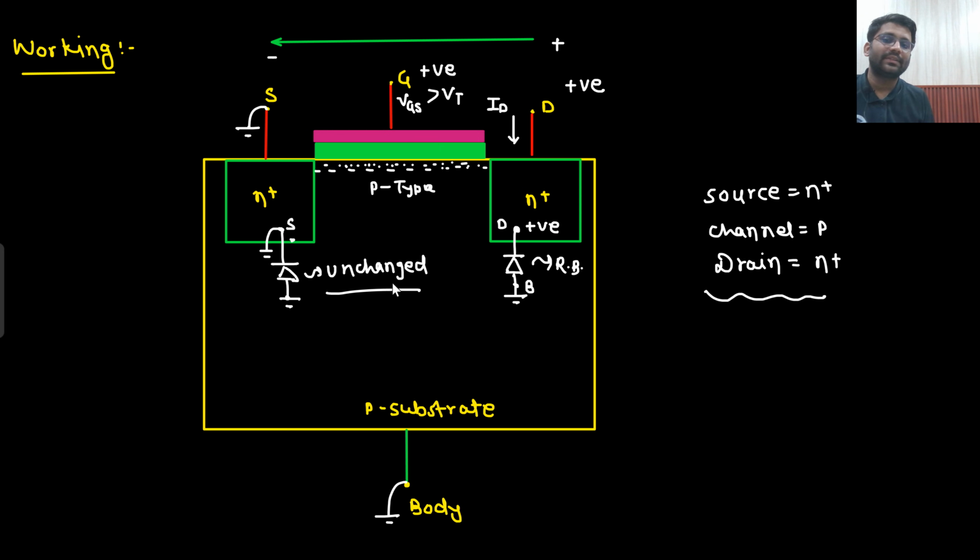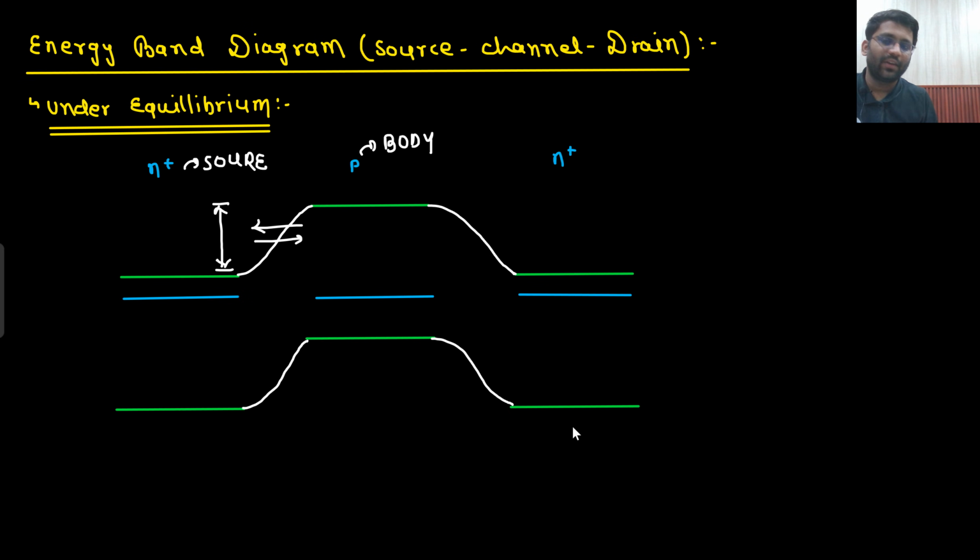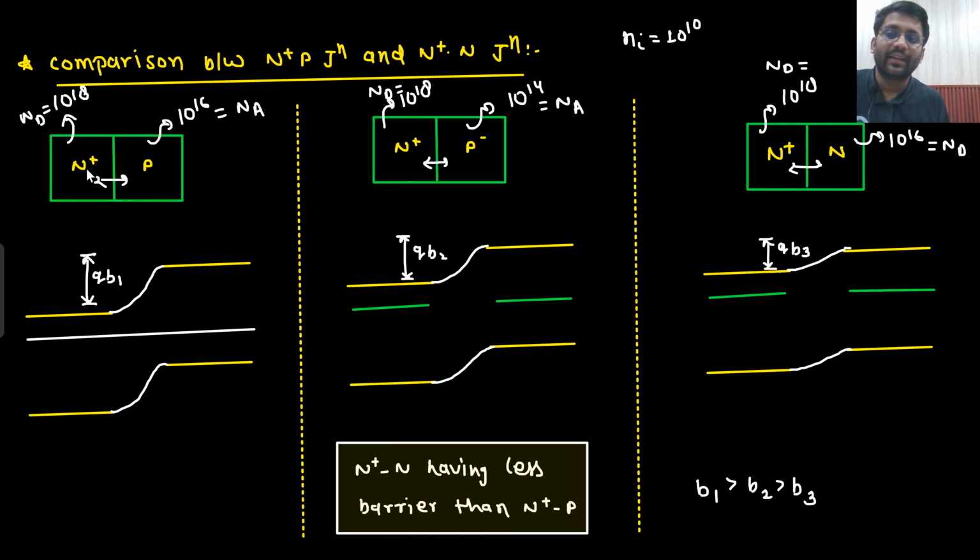So sir, previously you were seeing N plus P. Here your junction was N plus P. But now the junction would become N plus N. And I have told you one thing, that if you compare N plus P and N plus N, then N plus N will have a lesser barrier than N plus P. There you go, you have reduced the barrier.